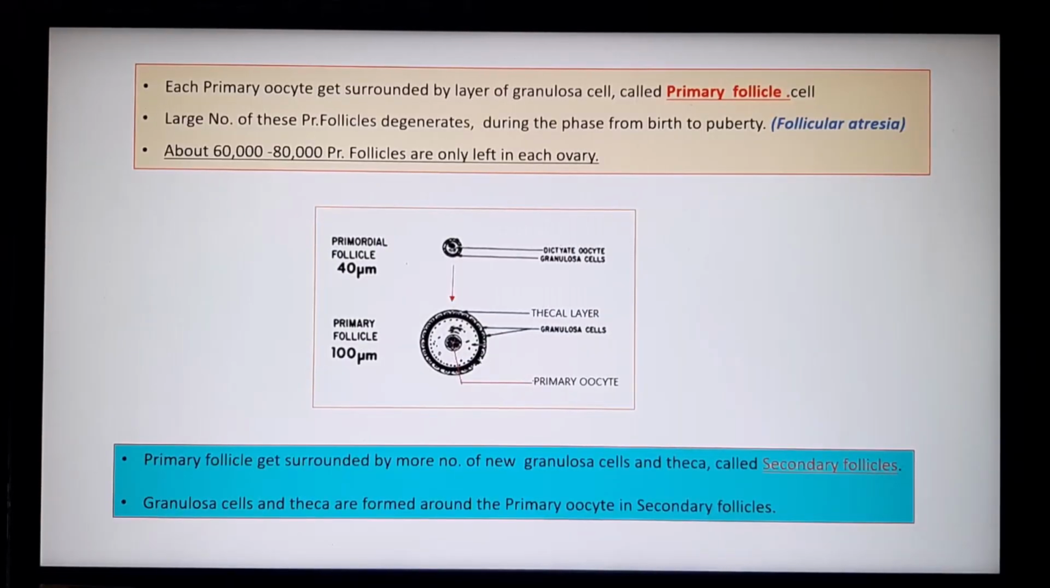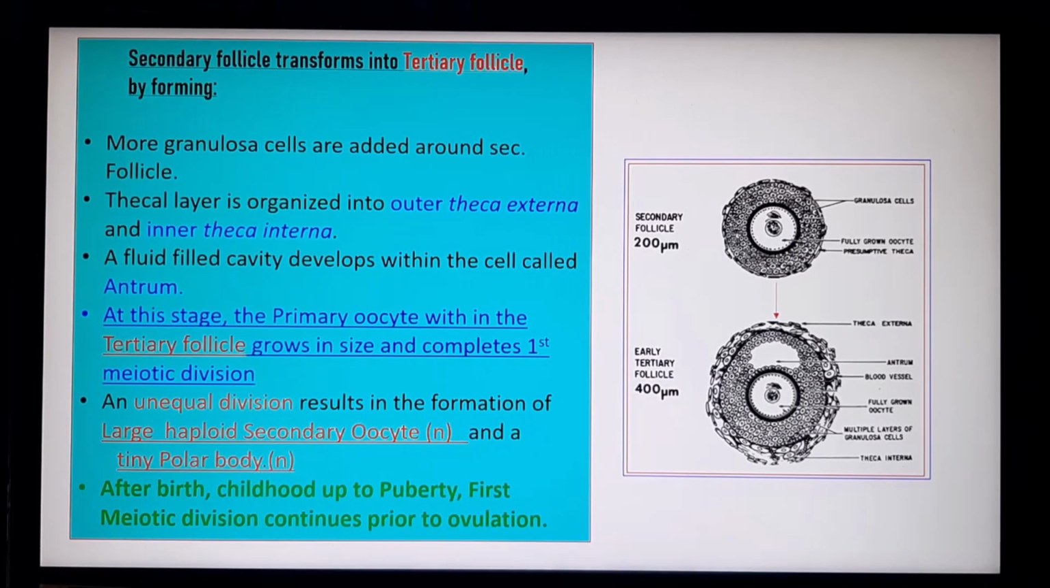Primary follicle gets surrounded by more new granulosa cells and theca. At this stage, it is called a secondary follicle. That means the primary follicles undergo further development to become secondary follicles. The secondary follicles undergo transformation to form the tertiary follicle. During the formation of the tertiary follicle, you can see that more granulosa cells are added here.